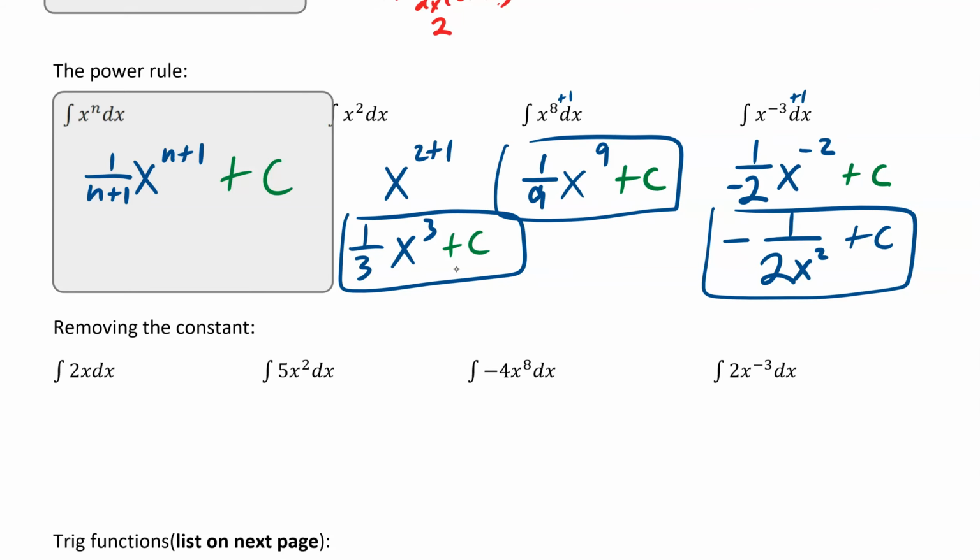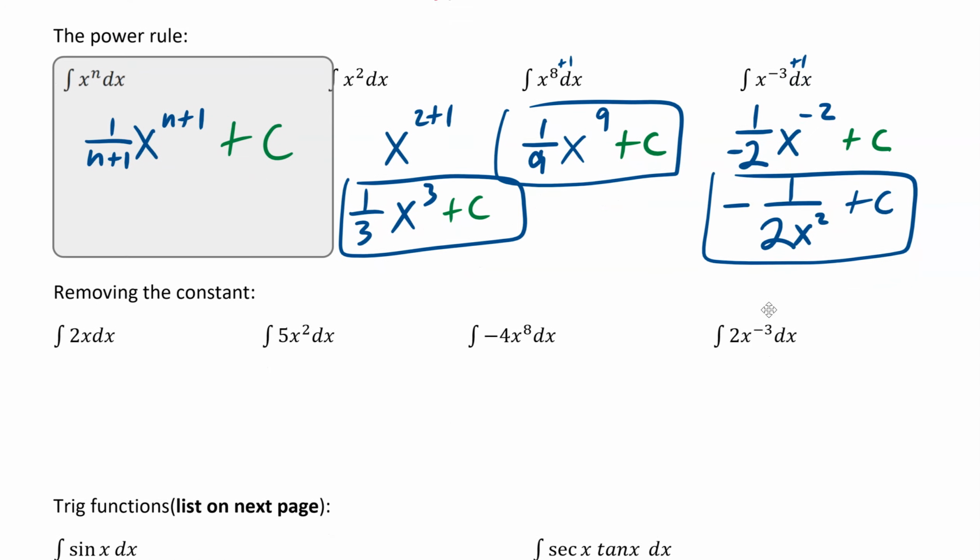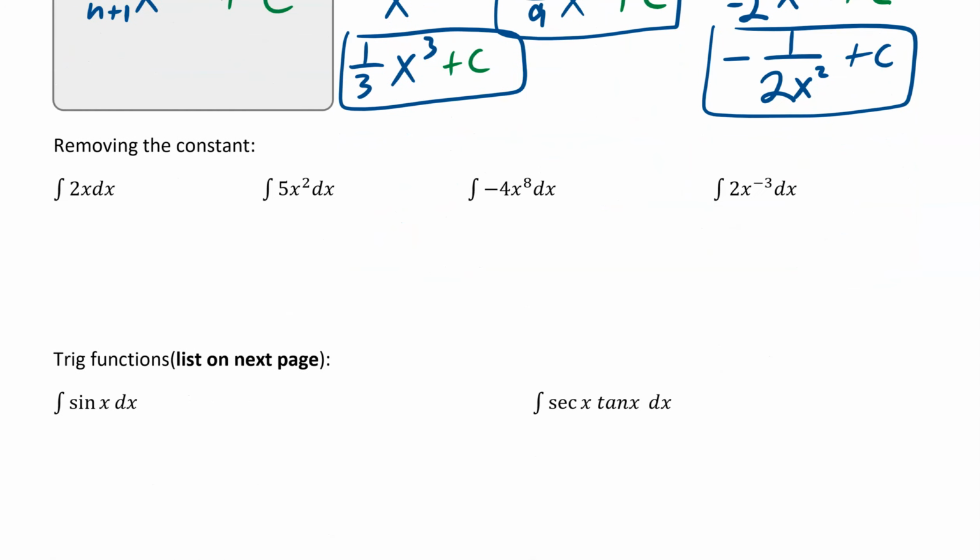And it's very quick to check. All you have to do is take the derivative. So that would cancel, subtract 1, you get x to the 8th. That would cancel, subtract 1, you get negative 3. Works out perfect. So those are our two basic rules. You have constant and power rule. So now let's put it together.